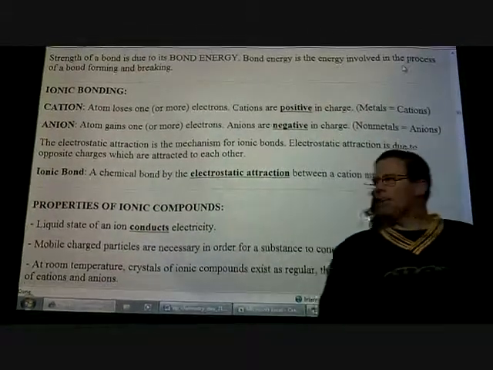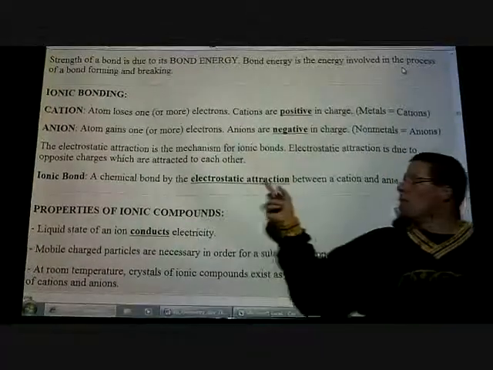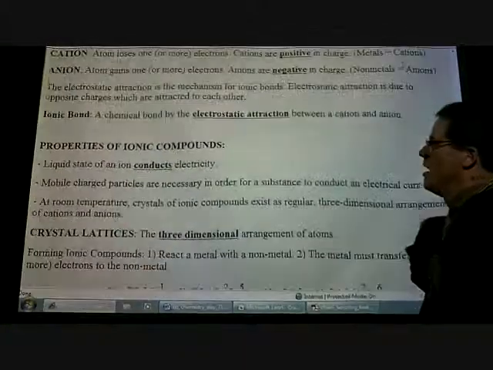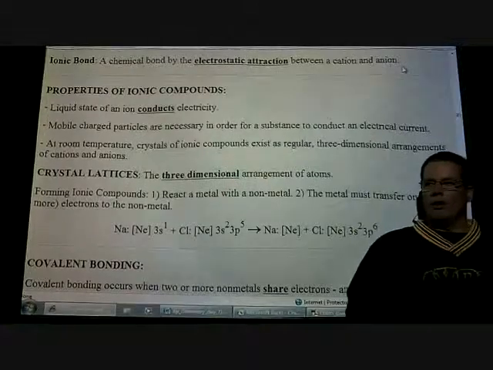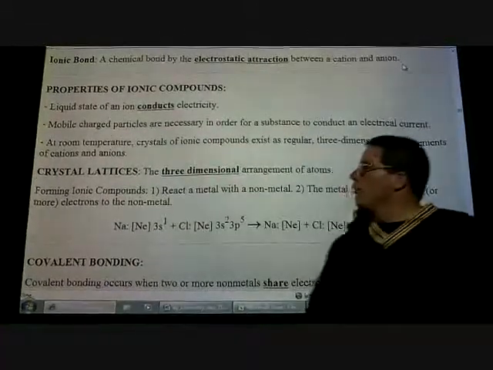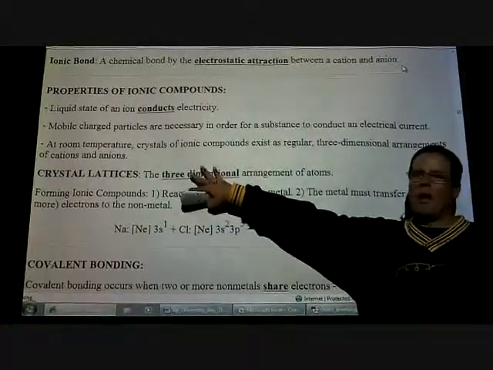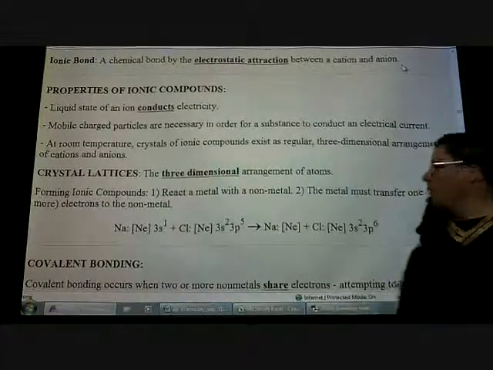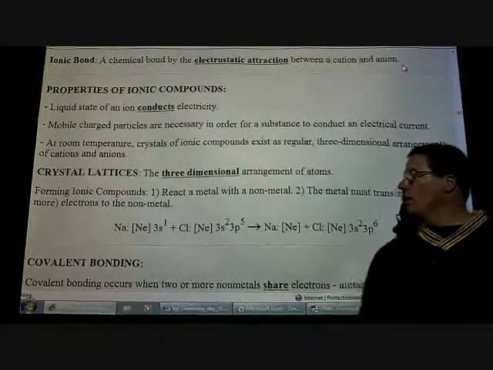An ionic bond is the electrostatic attraction between a metal ion and a non-metal ion, or the electrostatic attraction between a cation and an anion. Properties of ionic compounds: in the liquid phase, they like to conduct electricity, because we have all those electrons that are free and able to move. Crystal lattices, don't worry about that. They're three-dimensional shapes that form different patterns, and we'll talk about that much, much later on. Actually, maybe not even until we get into AP.